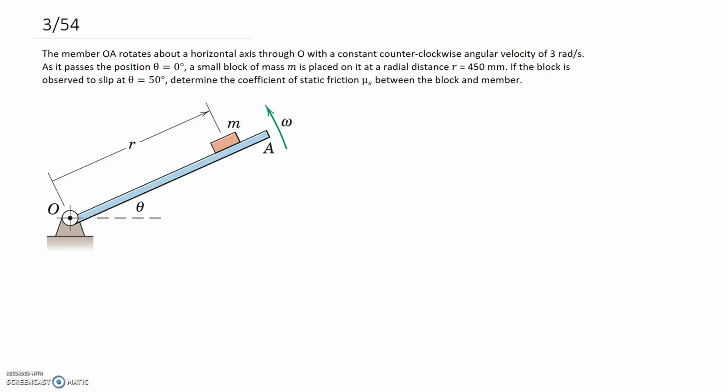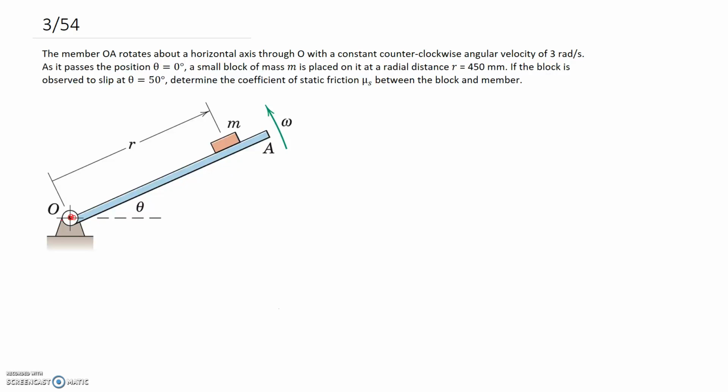If the block is observed to slip at theta equal to 50 degrees, determine the coefficient of static friction between the block and the member. So the first decision we need to make here is the coordinate system that we want to use. And I would argue that since we have a rotating system, the most appropriate one would be the r theta coordinate system.